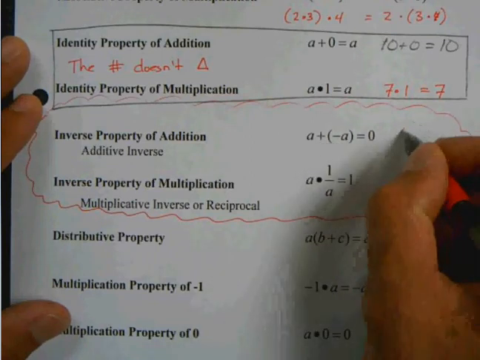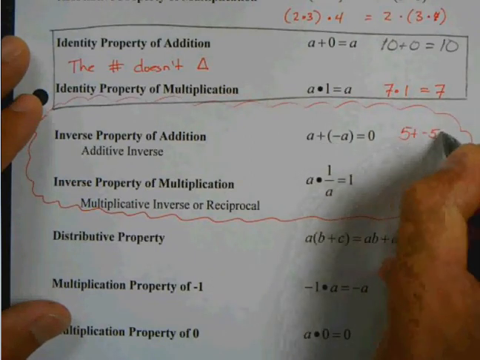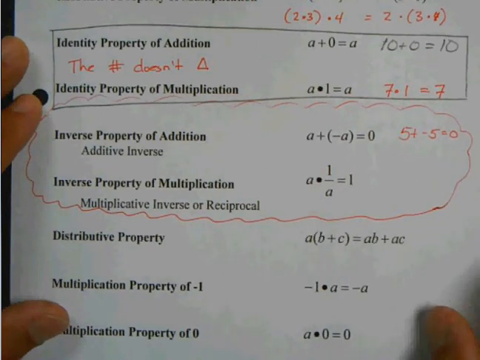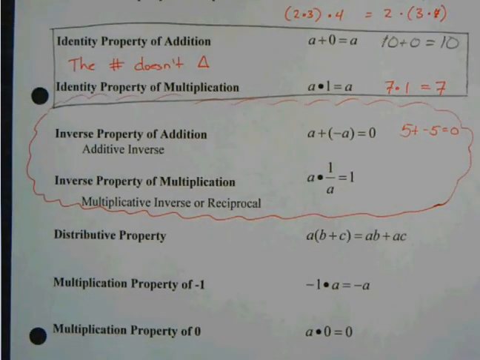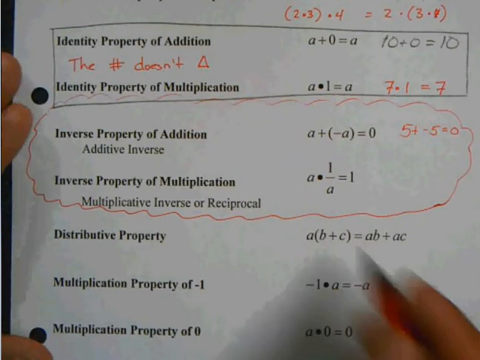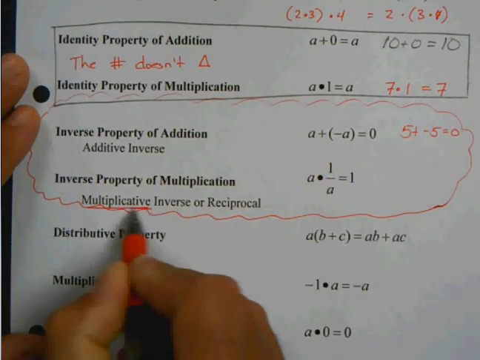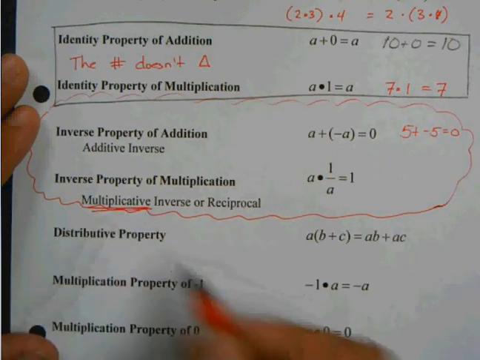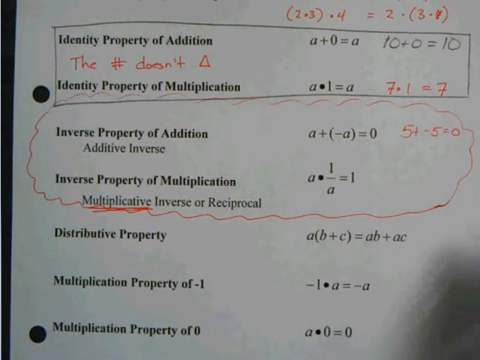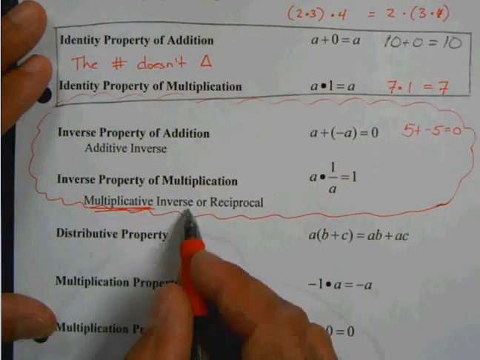So, is this true? 5 plus negative 5 equals 0. Yeah, that's an example of inverse. They knock each other out. Remember this word? How do we say it? Multiplicative. Multiplicative inverse or reciprocal.